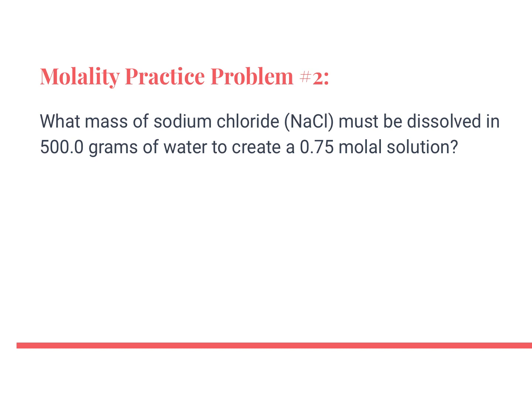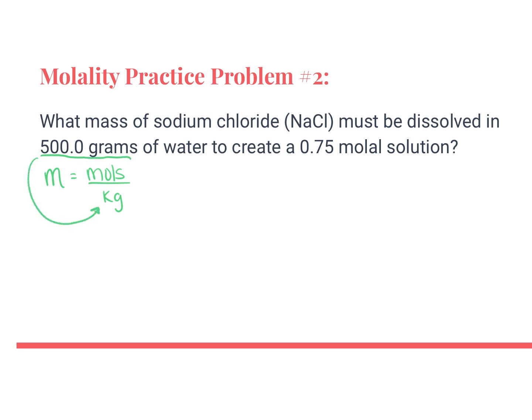Okay, this time we're going to figure out what mass of sodium chloride must be dissolved in 500 grams of water to create a 0.75 molal solution. So we're still going to use the molality equation. So molality is going to be moles per kilogram. So then if you look at the word problem, you get two of these variables. So our first number is 500 grams. Where is that going to be used in this equation? Okay, so this is going to be our solvent. So we know we're going to use that one here.